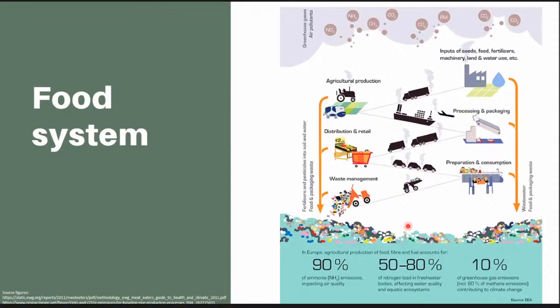Due to food production, water and air have been polluted. For example, in Europe, agricultural production of food, fiber, and fuel accounts for 90% of ammonia emissions impacting air quality, and 80% of nitrogen load in freshwater bodies affecting aquatic ecosystems. Wildlife and natural habitats have been lost because of increasing land use.